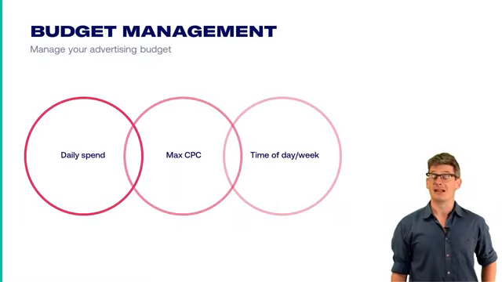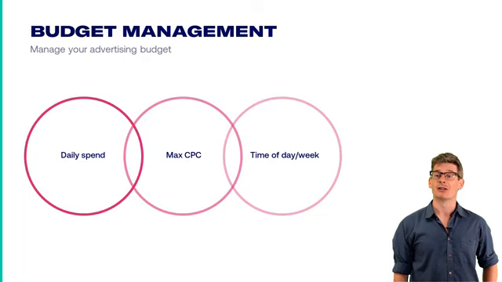So in order to manage your advertising budget, we have to think about three elements here. If we look at our daily spend, ultimately what we pay on a campaign level each day to serve those ads, the max CPC, which is what we're willing to pay for a click, and then aspects around things like time of day, day of week, and different factors that can affect whether we spend more or less. So managing our advertising budget should be the first major consideration for delivering your business objectives.